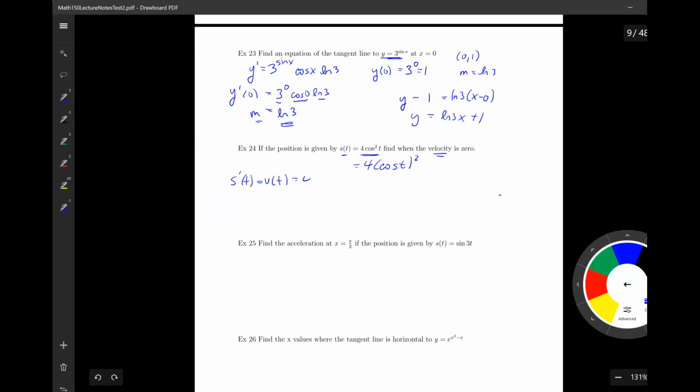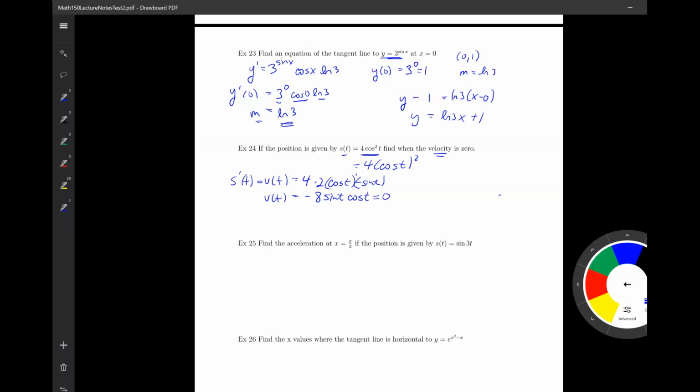So I'm going to carry the 4. I'm going to take the derivative, bring the 2 down, cosine of t to the 1 power. Derivative of cosine is negative sine of t. So I get negative 8 sine of t cosine of t as the velocity. So I'm setting that equal to 0.